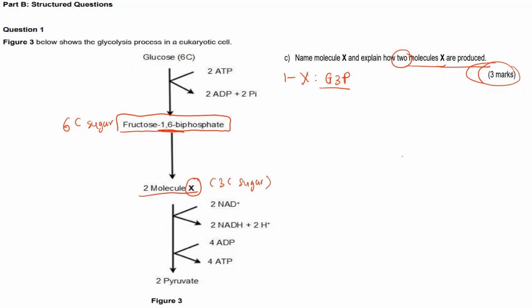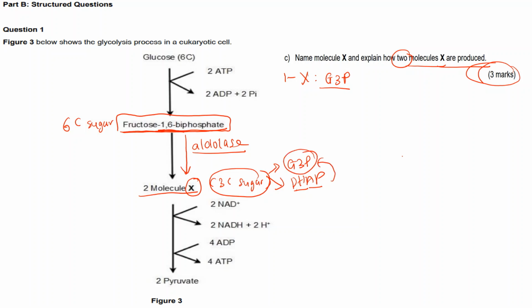In order to break fructose 1,6-bisphosphate, it requires an enzyme. We call it aldolase. Aldolase will break fructose 1,6-bisphosphate into 2 molecules of 3-carbon sugars, one is G3P and the other one is DHAP. DHAP stands for dihydroxyacetone phosphate. To proceed into the next phase, which is phase 2, DHAP has to be converted into its isomer, which is G3P. So now you have 2 molecules of G3P.